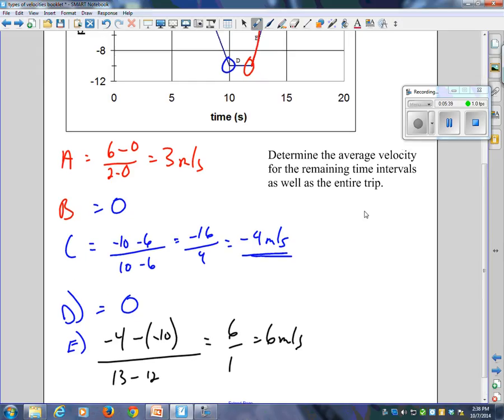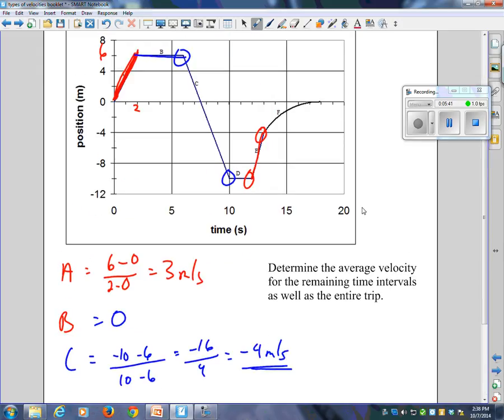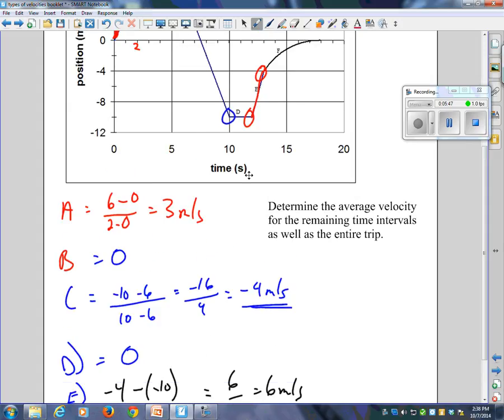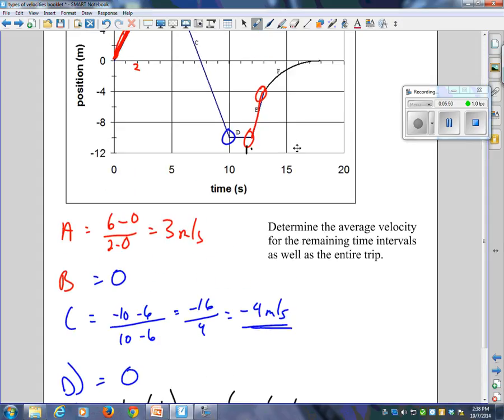In all of these cases, the line was straight and the velocity remained constant. Why is it 13 minus 12? Because I'm at 11, 12, this is 12 seconds, and this one is 13.